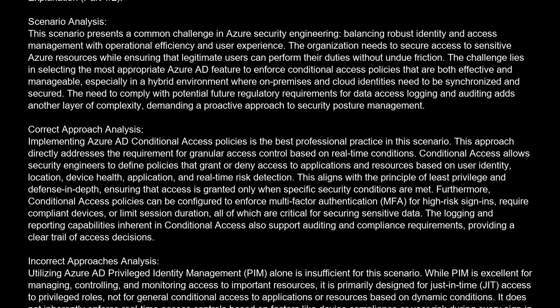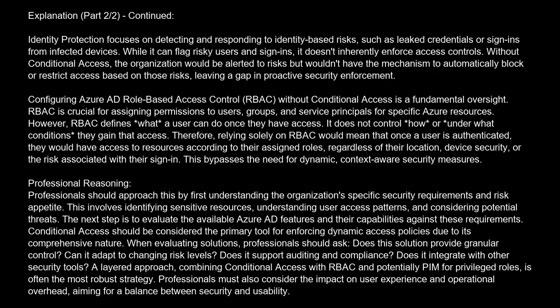Implementing Azure AD Identity Protection without conditional access would also be a failure. Identity protection focuses on detecting and responding to identity-based risks, such as leaked credentials or sign-ins from infected devices. While it can flag risky users and sign-ins, it doesn't inherently enforce access controls. Without conditional access, the organization would be alerted to risks, but wouldn't have the mechanism to automatically block or restrict access based on those risks, leaving a gap in proactive security enforcement.